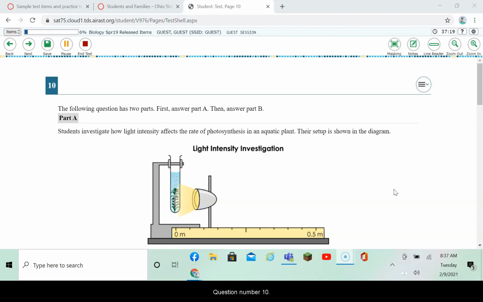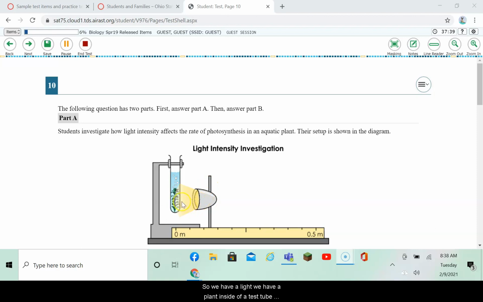Question number 10. The following question has 2 parts. First, answer A, then answer B. Part A. Students investigate how light intensity affects the rate of photosynthesis in an aquatic plant. This setup is shown in the diagram. So it shows us the light intensity investigation.